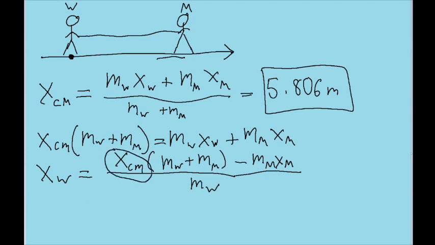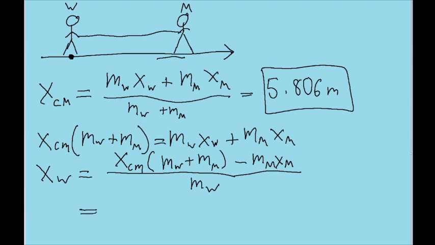And this is what our formula looks like now for the woman's position. So for x sub cm, we'll just use the answer that we got for part A. And for x sub m, the position of the man, we can't use 10 meters anymore since the man has moved 2.5 meters to the left, so now we'll have to use 7.5 meters, which is 10 minus 2.5.